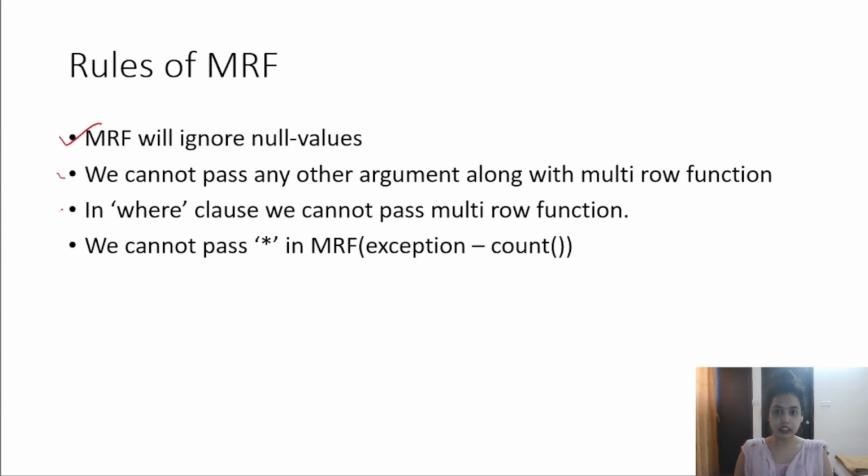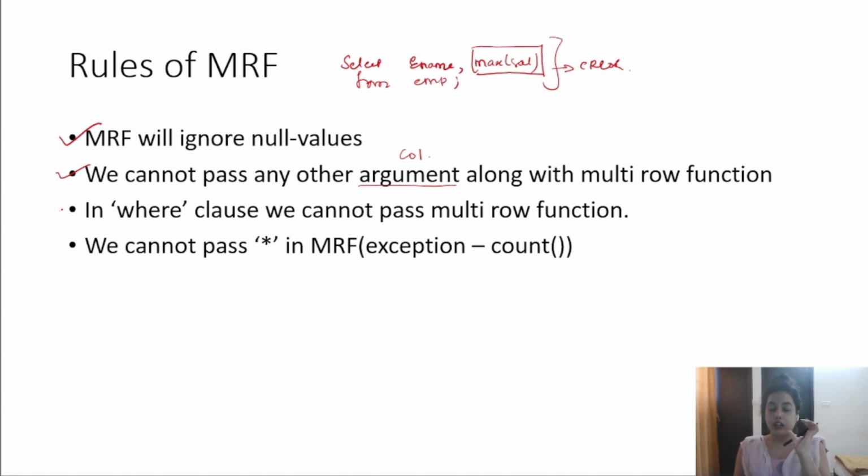Okay, now the second thing. Suppose you are writing select employee name and max of sal from your EMP. This will give you an error. Why? Whenever you're using a multi-row function, you cannot pass an argument, which is a column, in the select clause. Whenever you use a multi-row function, you have to keep only the multi-row function in that select clause. Later on we can use this also, but along with that we have to use a group by also.